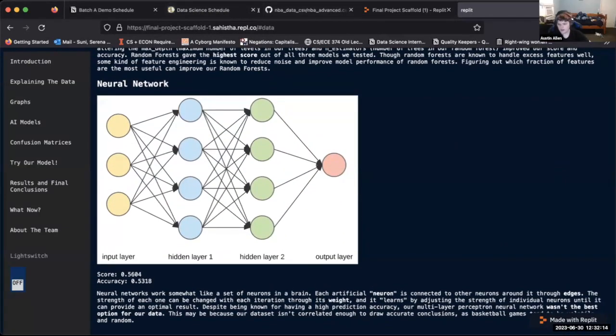Okay, so neural networks basically work like neurons would in a brain, and each artificial neuron is connected to other neurons around it. As the neural network trains, it will adjust the strength of each neuron, and that's how it trains to get a more optimal result.